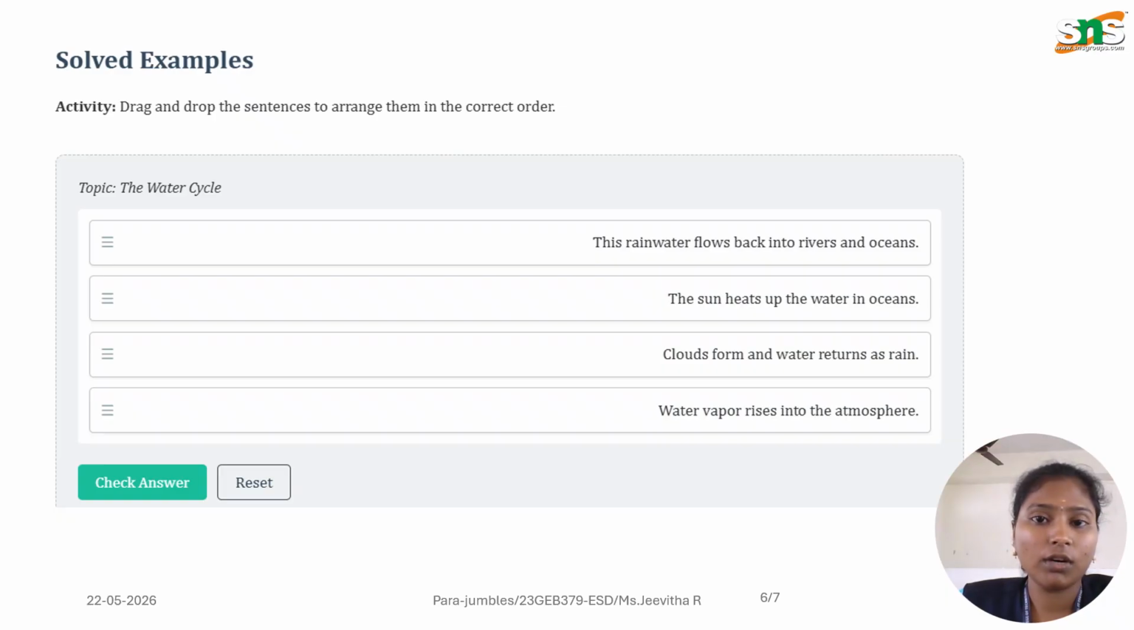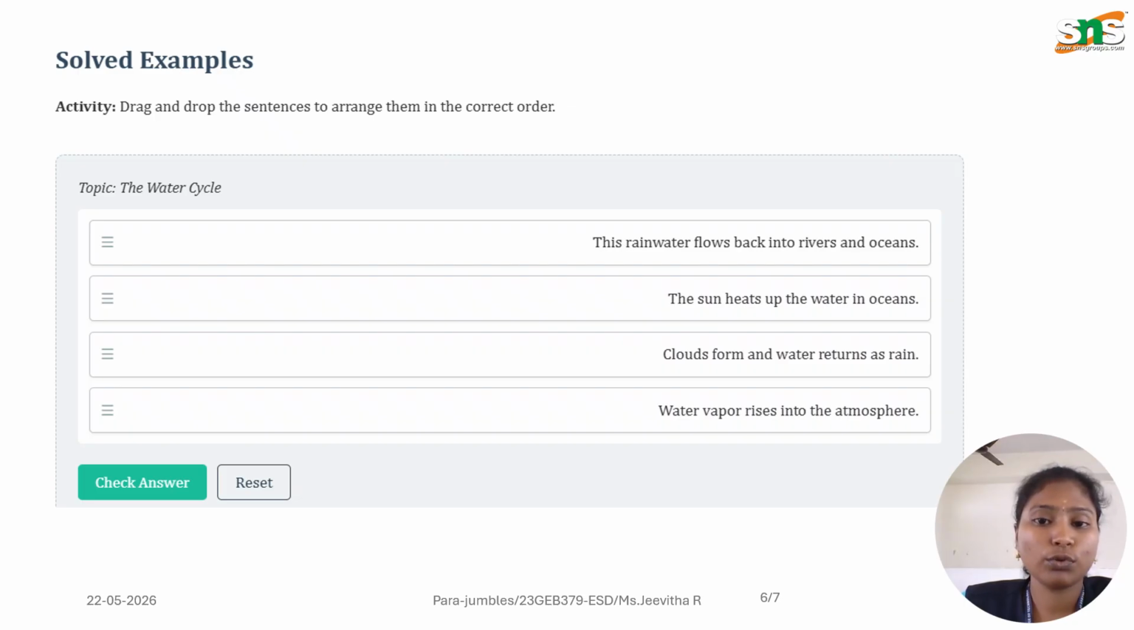Let's try out our workflow on this slide. Our topic is the water cycle. Let's look at the four jumbled sentences on the screen. One, the rainwater flows back into the rivers and oceans. Two, the sun heats up the water in oceans. Three, clouds form and water returns as rain. Four, water vapor rises into the atmosphere.